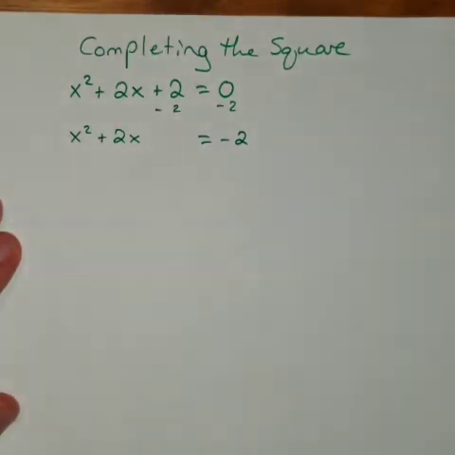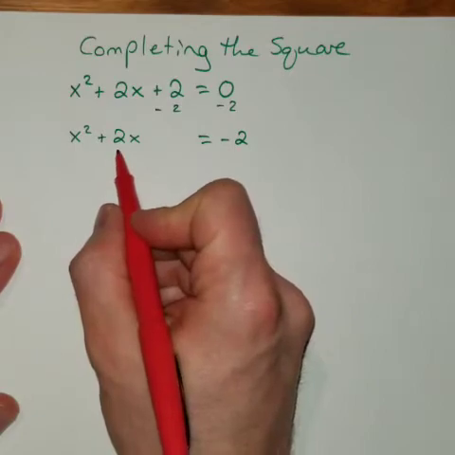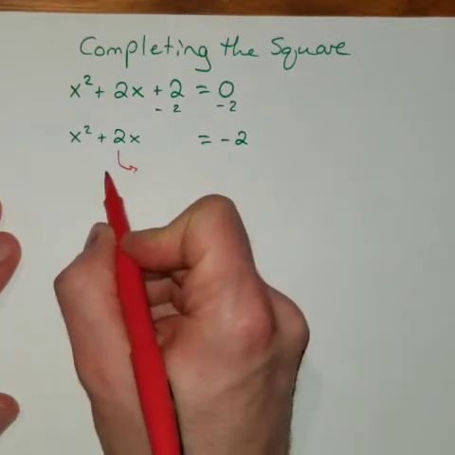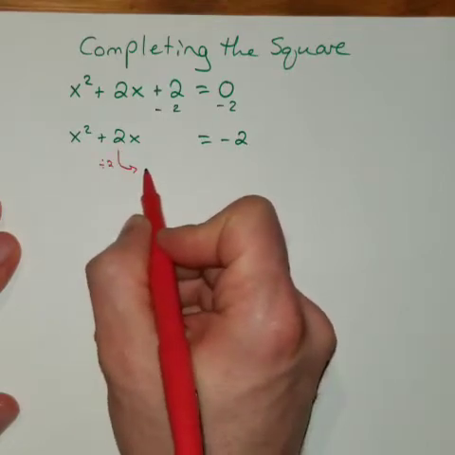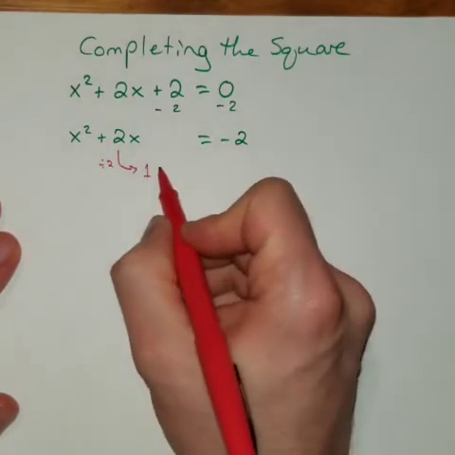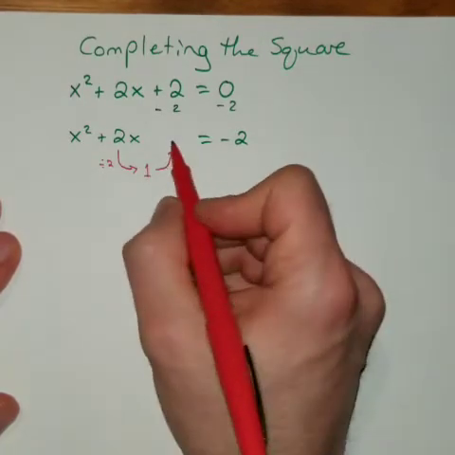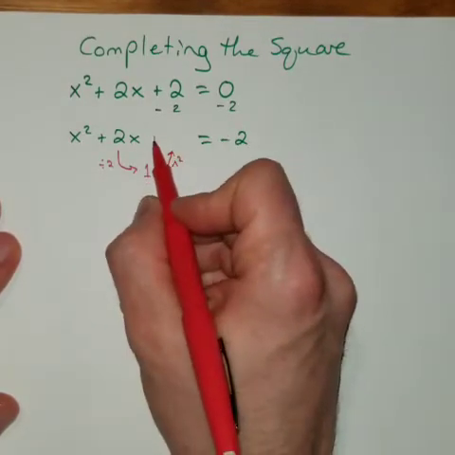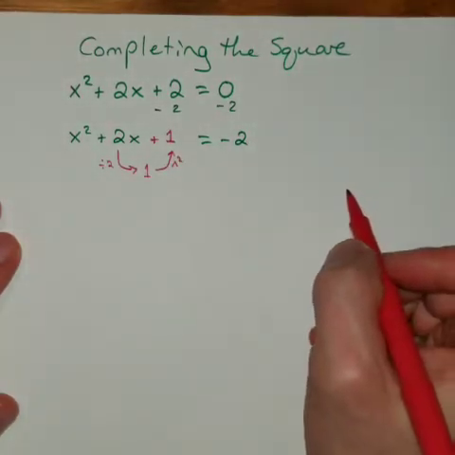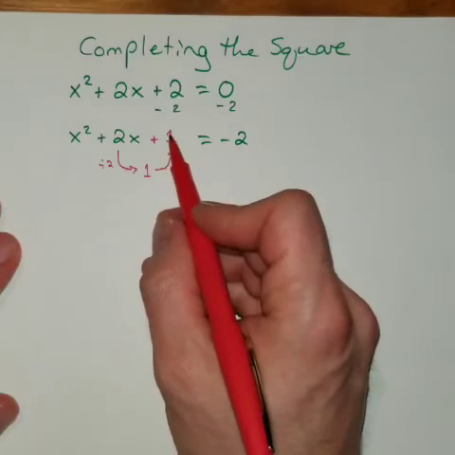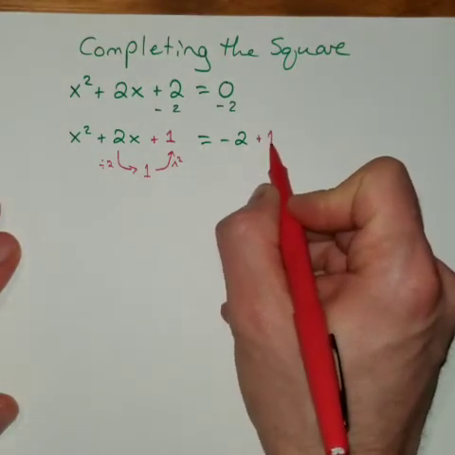Remember, to find the constant in order to complete the square, I need to divide this number in half. Well, 2 divided by 2 is 1. And then I need to square that, raise it to the second power, and 1 squared is 1. So I'm going to add a 1 to the left side of the equation, but I can't just add a 1 to the left side. I'm also going to need to add a 1 to the right side.